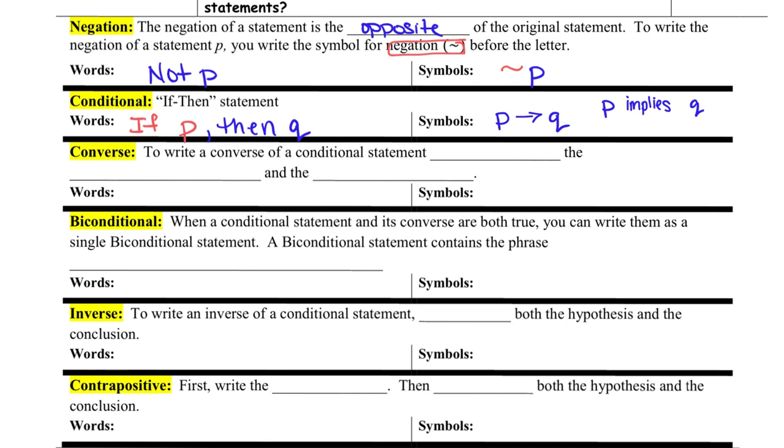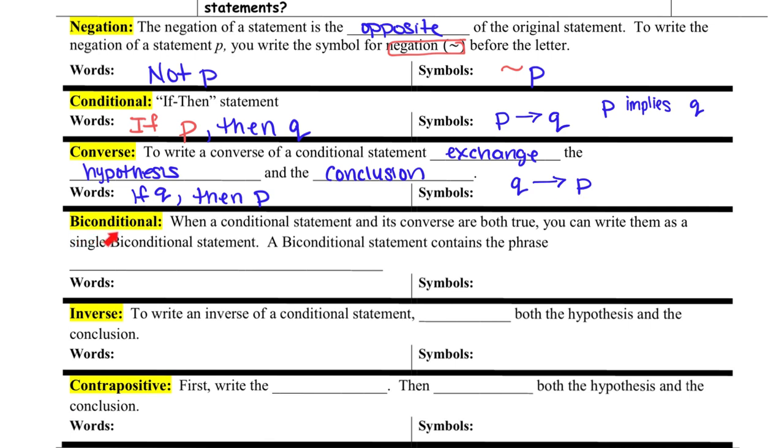To review converse, remember we did that yesterday. That's when we switched the P and the Q. So to write a converse statement, we exchange the hypothesis and the conclusion. So instead of it being if P then Q, we would switch these two. So now it would read if Q then P. The symbols used for that would look very similar to the conditional statement, except you're going to switch the letters. So it'll be Q with the arrow and P, and that would mean that Q implies P.